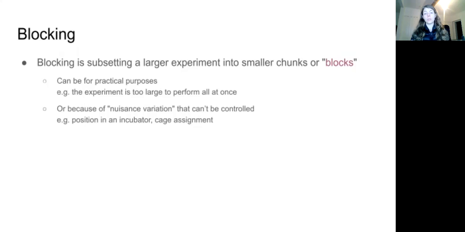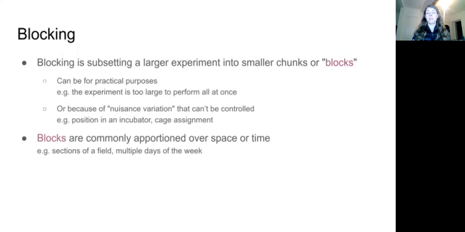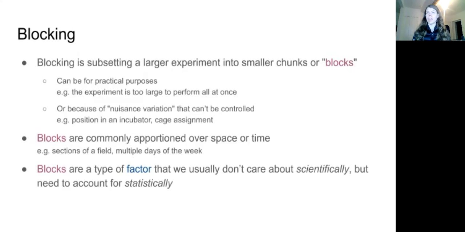It's common for blocks to be apportioned either over space or time. For example, you might conduct a field experiment over a large plot of land subdivided into smaller units, or you might perform the same experiment over successive days of the week. Blocks are really just a type of factor, but they're one we usually don't care about the effects of scientifically. We do, however, need to account for any noise introduced by blocks statistically so that we can make the correct inference about the factors that we do care about.